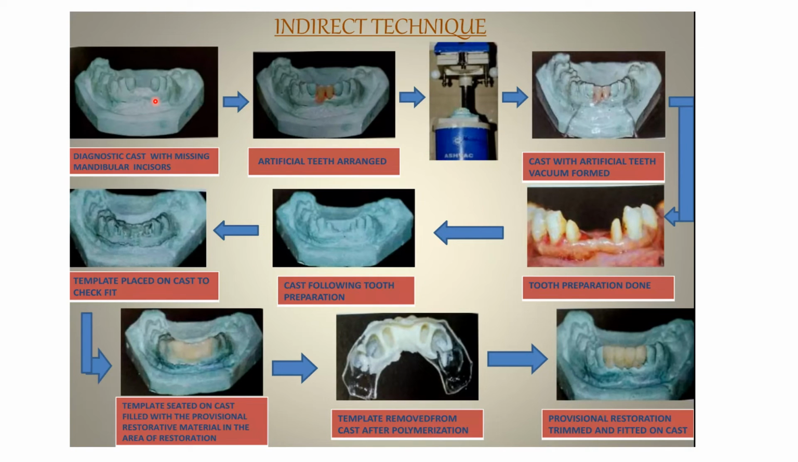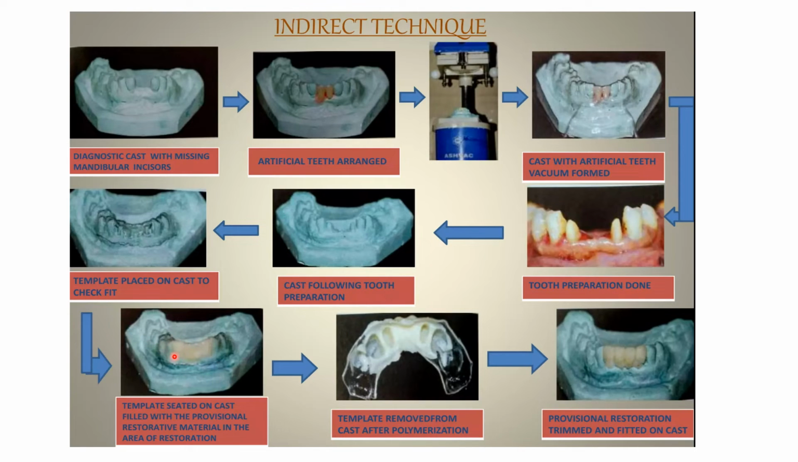Here is a diagnostic cast with the missing mandibular incisors; you place the pontic from the RPD. You can do vacuum form sheet adaptation, or you can make a putty index, anything is okay. You have a prepared tooth; you can prepare it on the cast. It's just showing how it's going to be prepared in the patient's mouth. So you have done the tooth preparation on the cast, and the template, putty index, or vacuum form sheet has been placed.